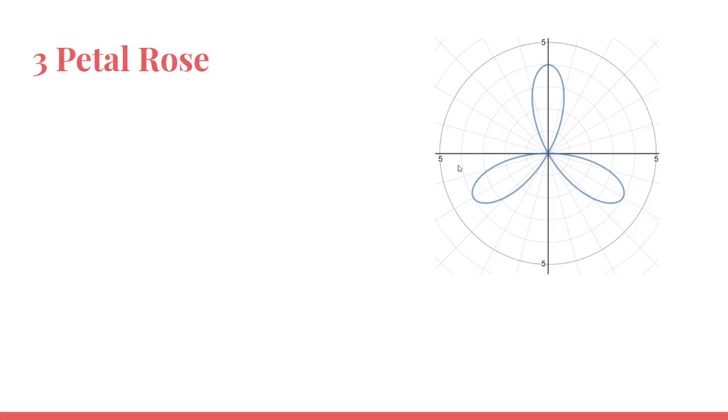Okay, so this is for question 2, the three-petal rose, or rosé. So first we want to start off by determining if it's sine or cosine when solving this problem. This particular rosé is sine, and we can tell because it falls on the pi over 2 axis.